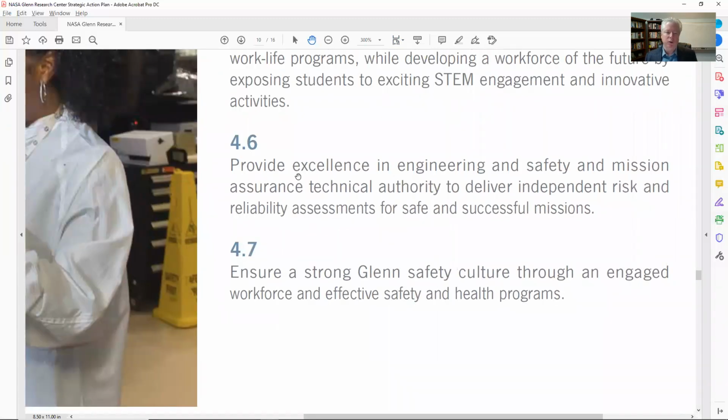Okay, 4.6. Provide excellence in engineering and safety and mission assurance, technical authority to deliver. So 4.6 to me seems to be more about mission, risk assurance, or risk management. My customers are more on the system or IT side. Ensure a strong Glenn safety culture through engaged workforce, effective safety and health programs. It's not really my customer.